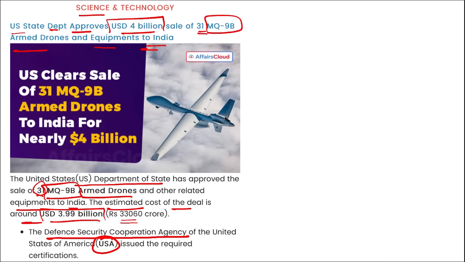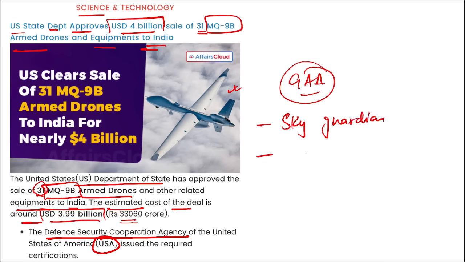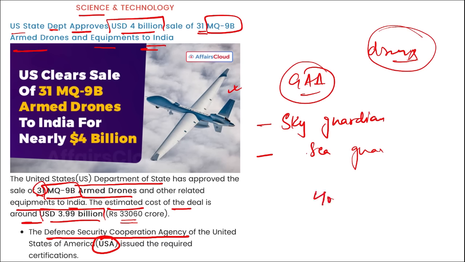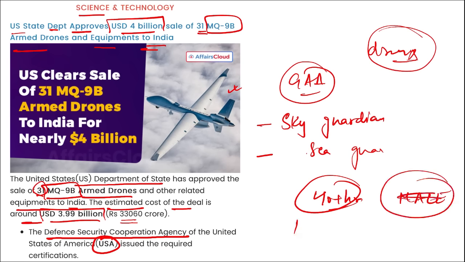Correct? Mark this. Then if we talk about this MQ-9B, they are manufactured by General Atomics Aeronautical, right? And they will be in two variants, that is your Sky Guardian, and second will be your Sea Guardian. These are the drones, right? They can fly up to 40 plus hours, and they are MALE, basically HALE. HALE is your high altitude, long endurance. Correct?